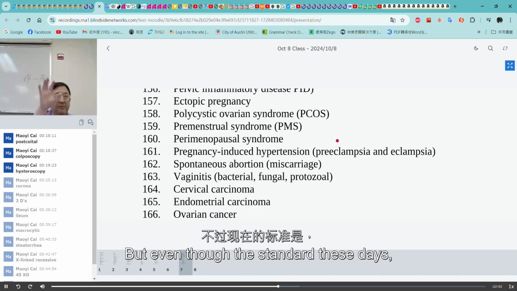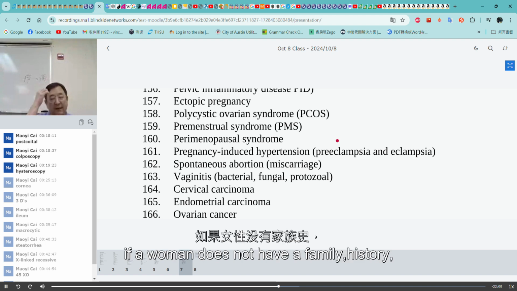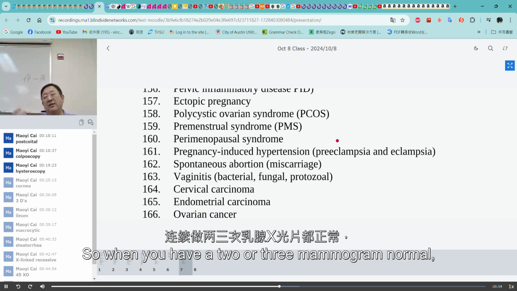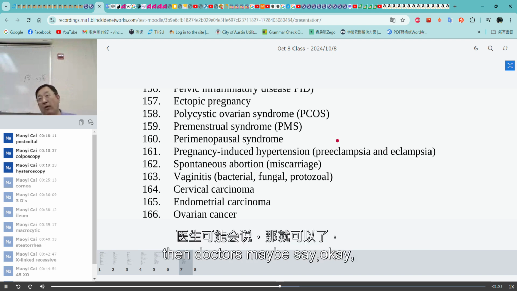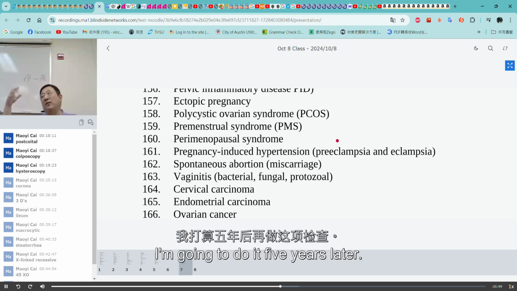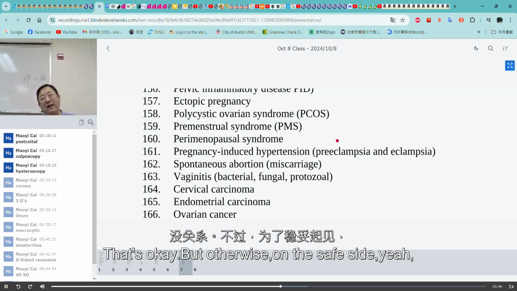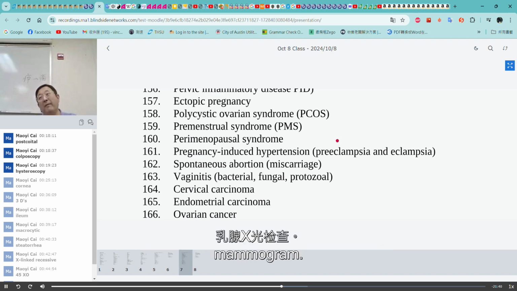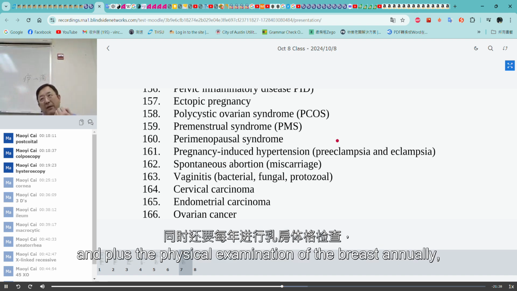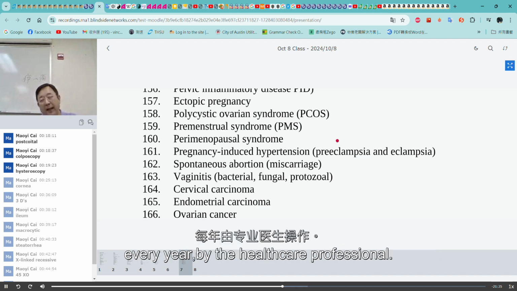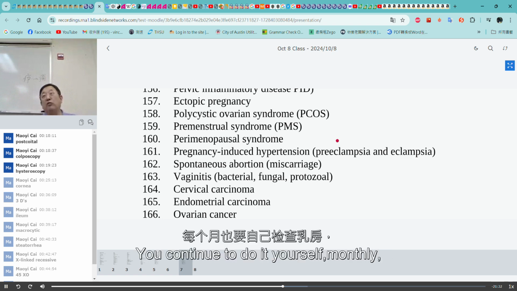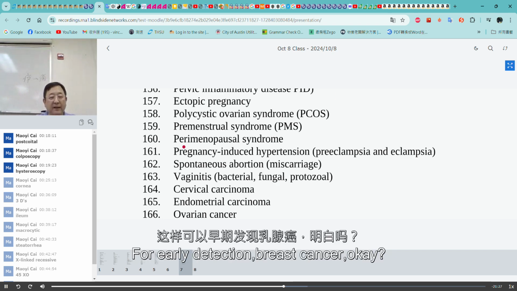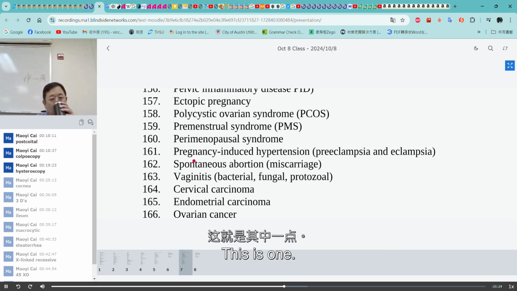But the standard these days, if a woman does not have a family history and has never found any lump, so when you have two or three normal mammograms, then doctors may say, okay, I'm going to do it five years later. That's okay. But otherwise, on the safe side, you should do a mammogram annually, plus a physical examination of the breast every year by the healthcare professional. But you continue to do a self-check of the breast yourself every month, for early detection of breast cancer.